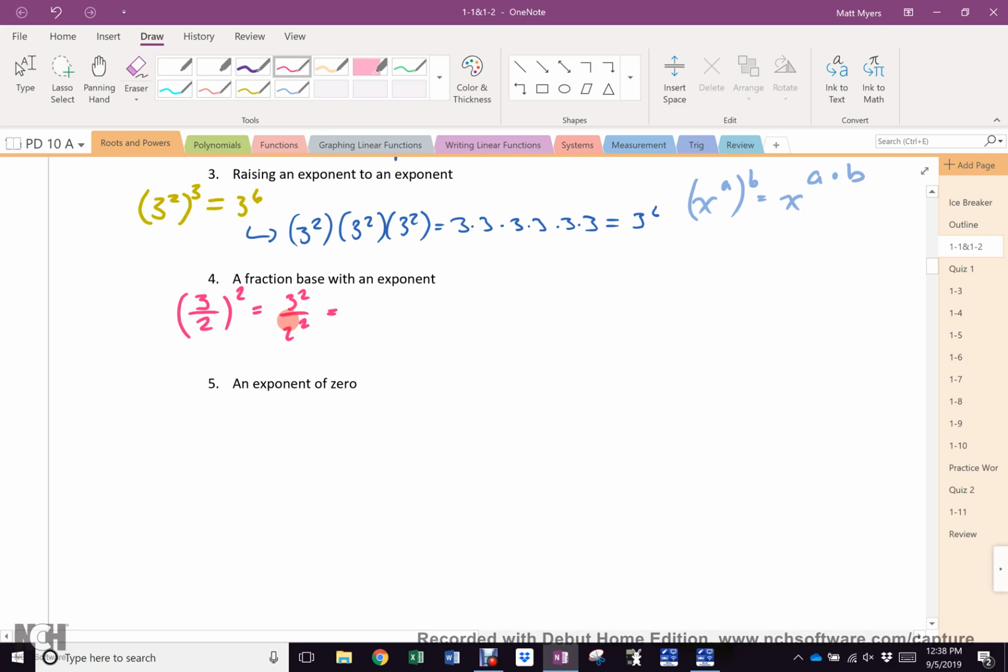If I owed Caden $9, I wouldn't say, dude, you remember when you loaned me 3 squared dollars? Would I ever say that? No, I'd say 9. So what is the answer here? 27. 9 over 4. So we notice that the 2 went everywhere, right? Because this is really 3 over 2 times 3 over 2, right? Because that's the whole base.